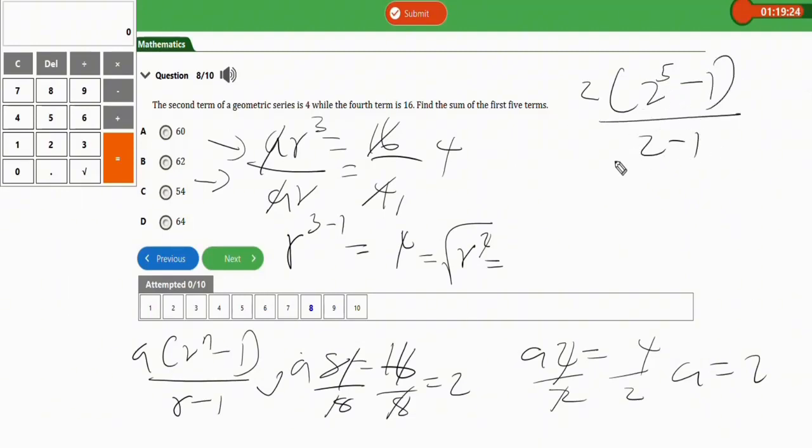So this is going to give us 2 to the power of 5 is 32: 2 times 2 times 2 times 2 times 2. So that's 32. We're going to have 2 in bracket 32 minus 1 gives you 31, over 1. So 31 times 2 is going to give you what? 62. So the correct option to this question is option B. 31 times 2 is 62. So the correct option is option B. It's as simple as this.